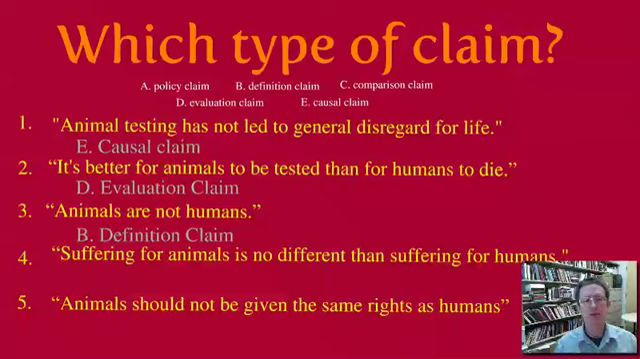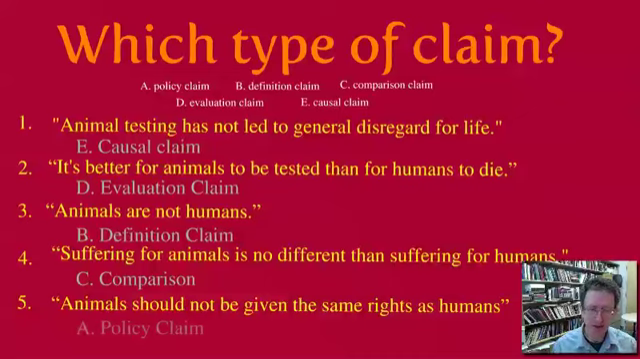Number 4, suffering for animals is no different than suffering for humans. Very clearly you're making a comparison here, hence a comparison claim. Number 5, animals should not be given the same rights as humans. That should just flash out to you and say, hey, I'm looking at a policy claim. Now, you may not have gotten all of these exactly right because I can see some confusion, especially between the evaluation claim and the comparison claim. Don't worry too much about that.